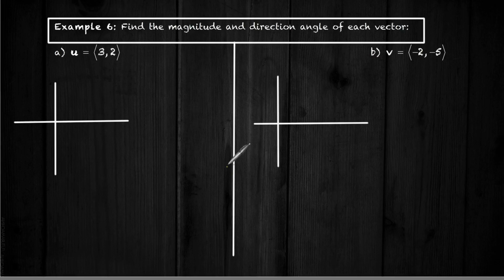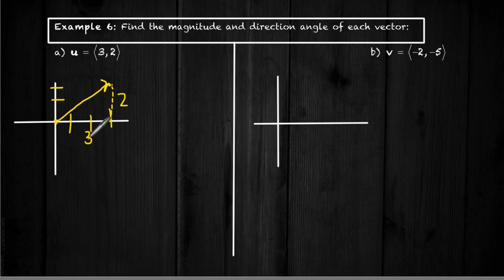Okay, in example 6, we want to find the magnitude and the direction angle of each vector. Once again, good news for you. This is something you've done lots of times over the last month or so. So we have the vector 3, 2. That means from the origin, we need to go right 3 units and up 2 units. And so we're going to go from here to here. And so that is our vector. So it has components of 3 and 2.